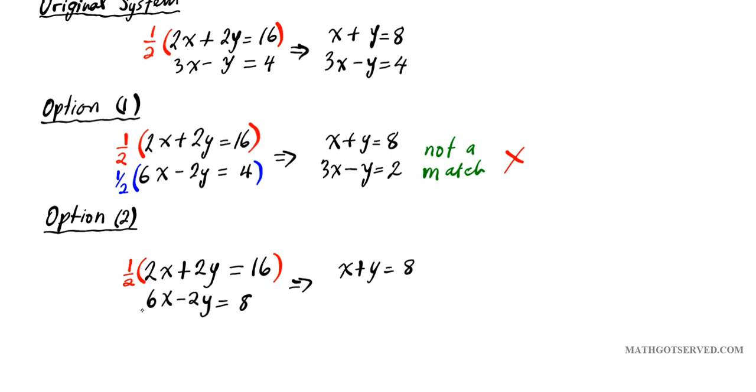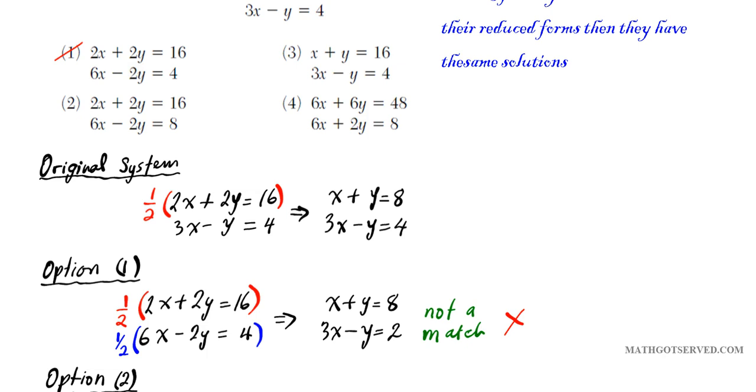Move on to the second equation. What is the GCF of 6, 2, and 8? The GCF is 2, so I can divide by 2 or multiply by 1/2. So if I do that, I'll end up with 3x minus y equals 4. Wow, we have an exact match. Okay, so since this is a match, guess what? These two systems have the same solutions because they are the same system. Okay, so our answer is option number 2.